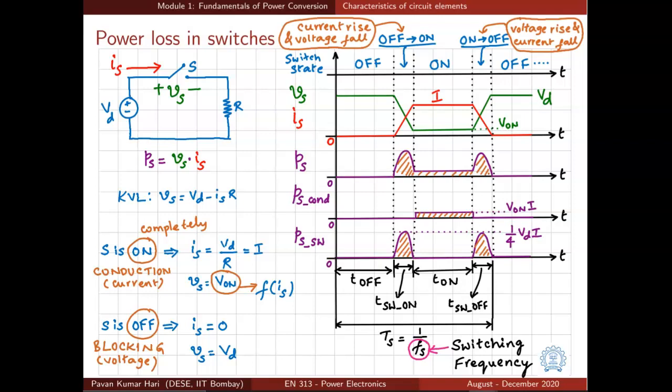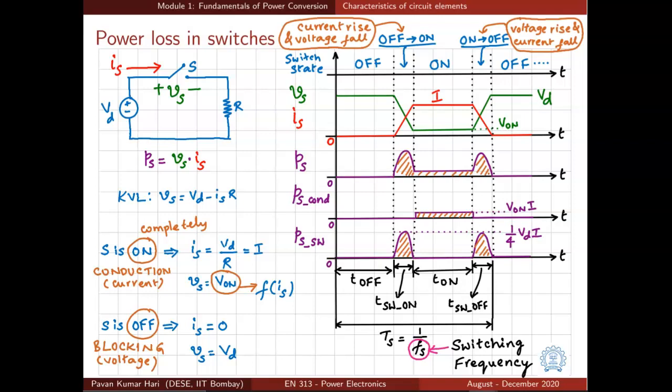Let us try to look at the voltage and current corresponding to the switch, that means the voltage across the switch and current flowing through the switch over this switching cycle. When the switch is off, how do we get the voltage? We apply KVL in this loop: Vs is equal to Vd minus Is times R. The switch is off, so the current through the switch is 0. So Vs is equal to Vd. That is what is shown here.